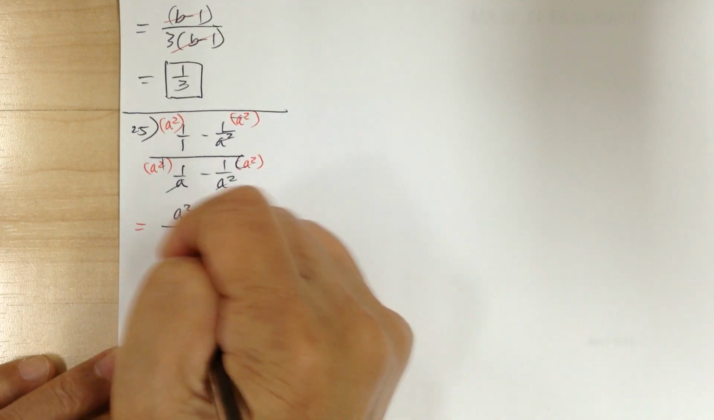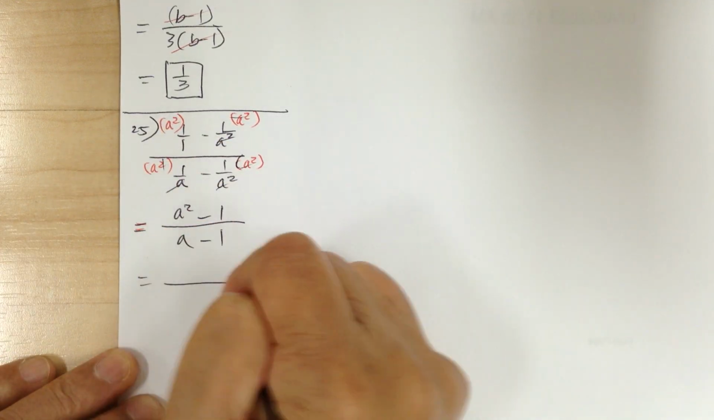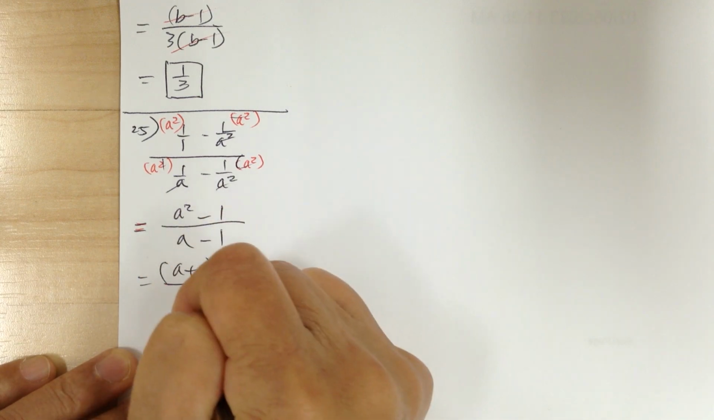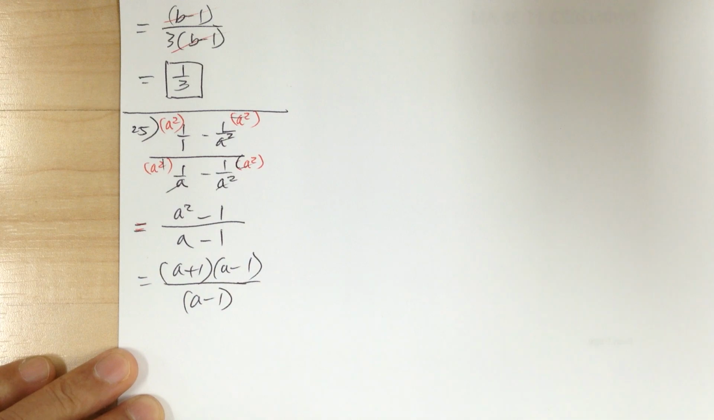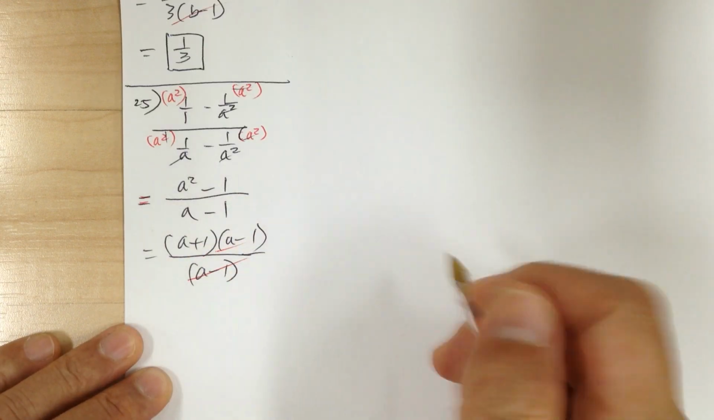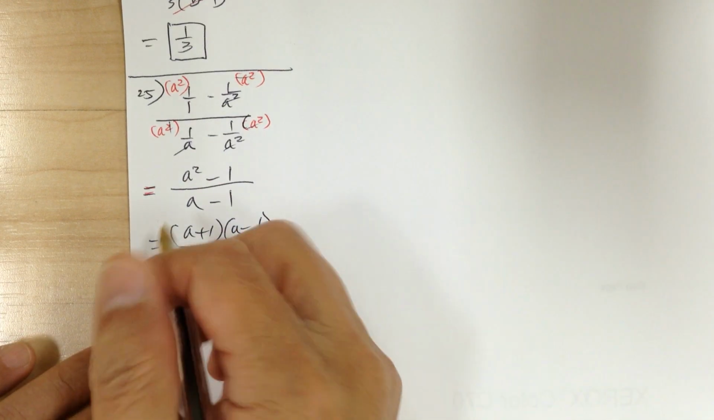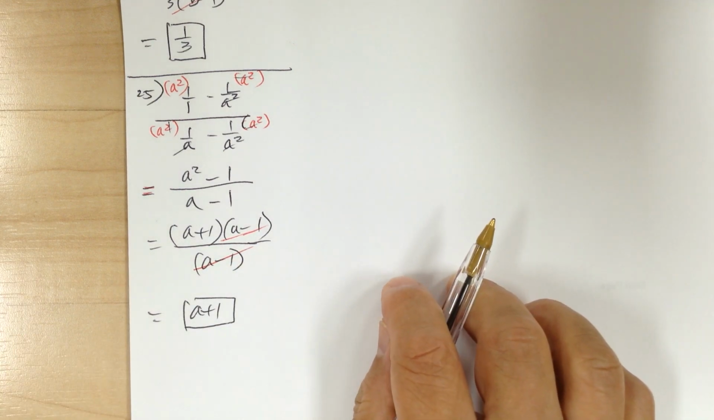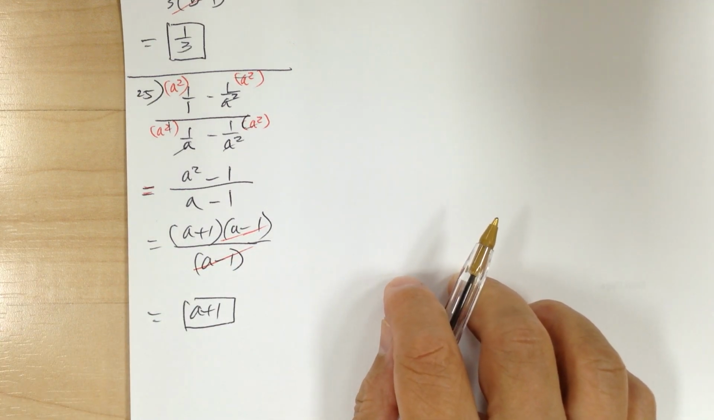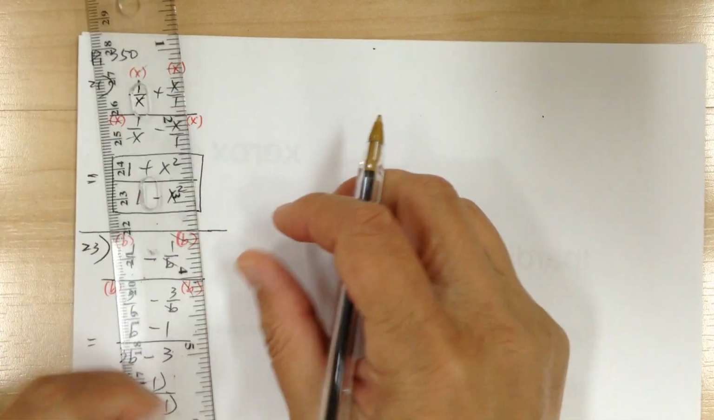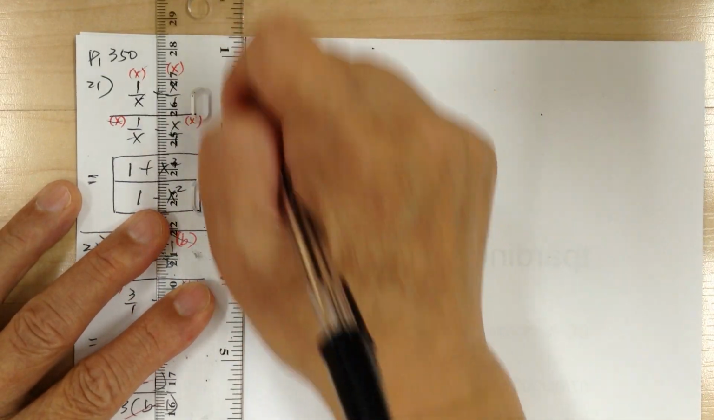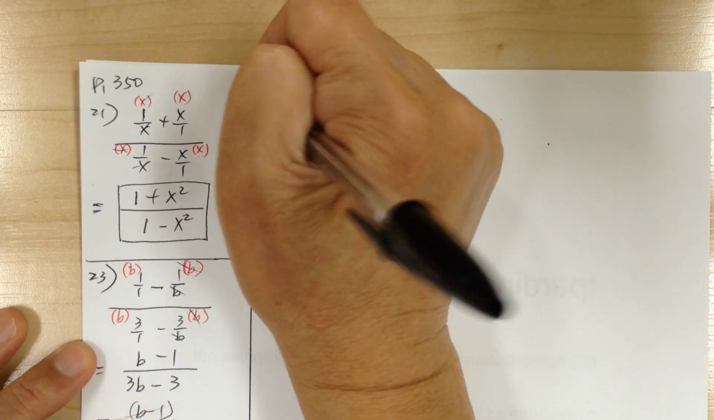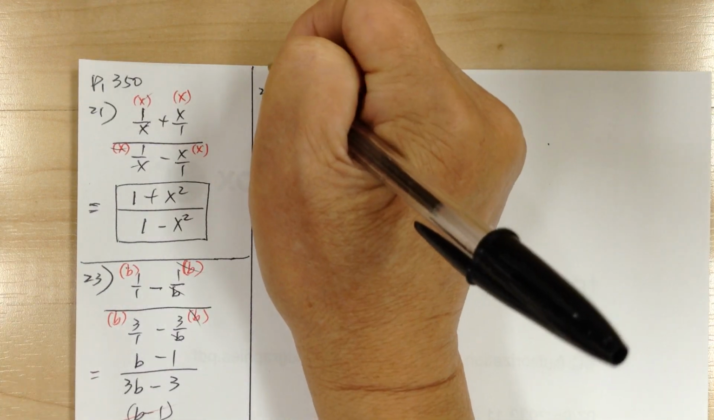And this one is factorable. Okay, so this one you have to factor into (a plus 1)(a minus 1). And on the bottom, you get a minus 1. And then you can cancel the a minus 1. So your final answer would be a plus 1. Okay, let's go to the next one. Okay, let's go to 27.